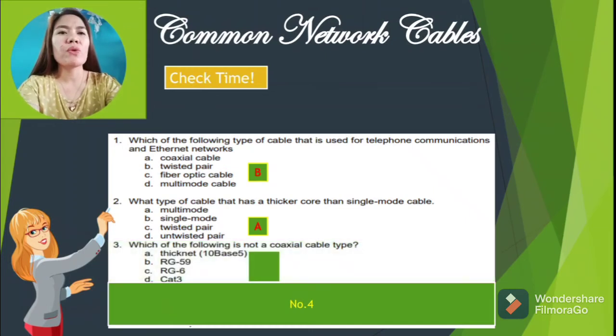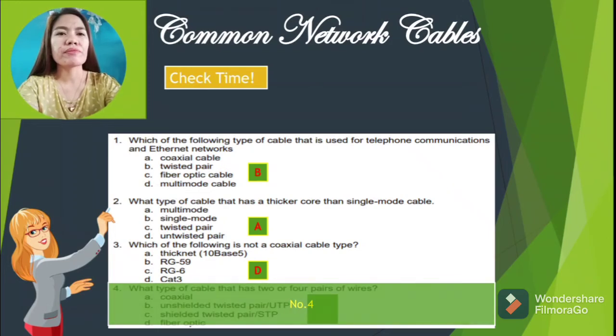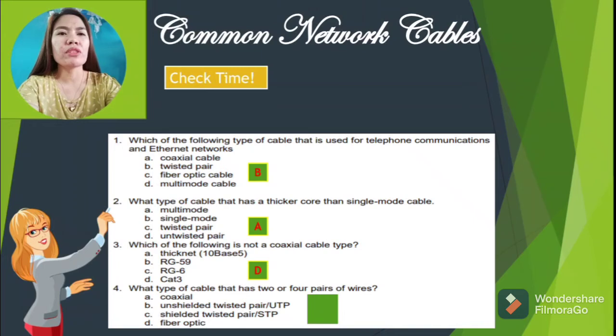Which of the following is not a coaxial cable type? Okay, what letter? Okay, it's letter D, the Cat 3. Okay, number 4. What type of cable has 2 or 4 pairs of wires? Okay, and the answer is letter B, unshielded twisted pair, or the UTP.